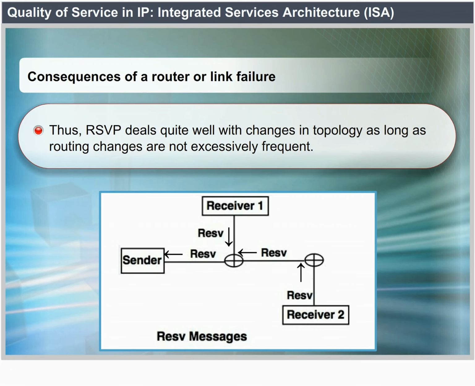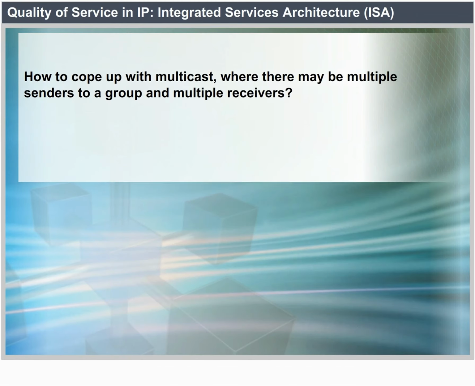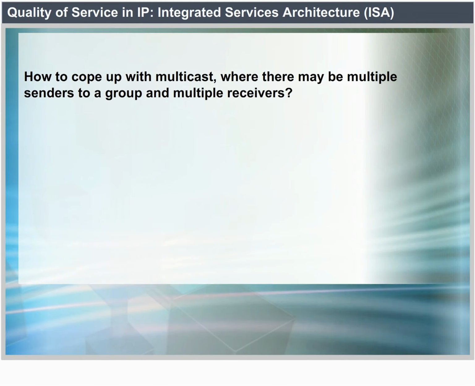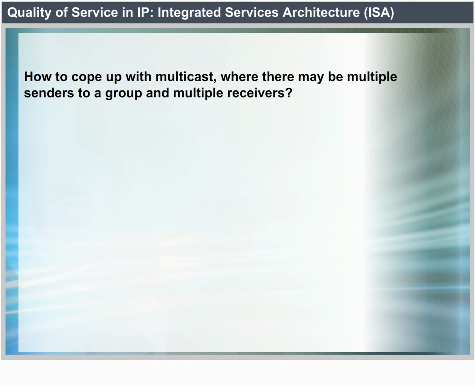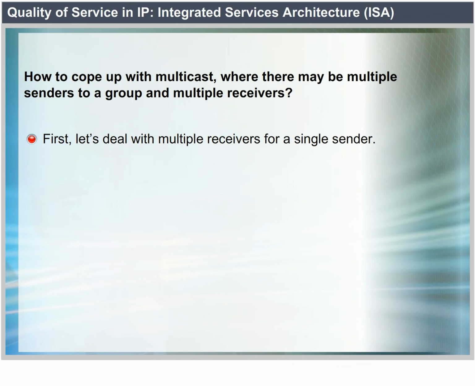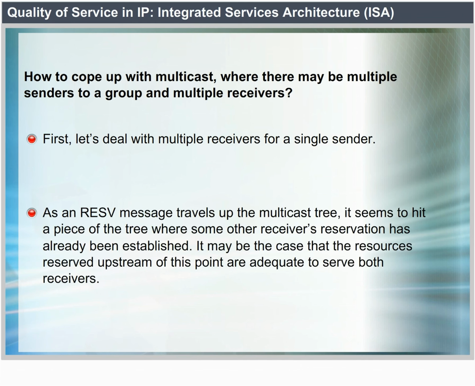How do we cope with multicast, where there may be multiple senders to a group and multiple receivers? First, let's deal with multiple receivers for a single sender. As a RESV message travels up the multicast tree, it is likely to hit a piece of the tree where some other receiver's reservation has already been established. It may be the case that the resources reserved upstream of this point are adequate to serve both receivers.